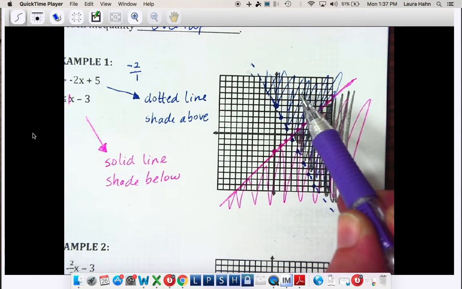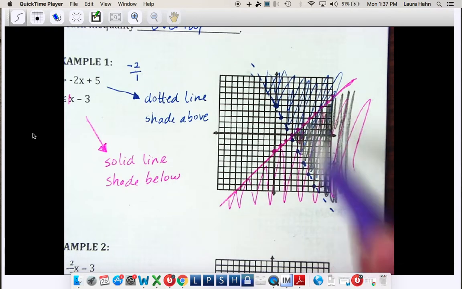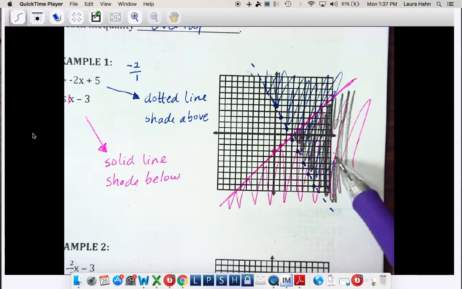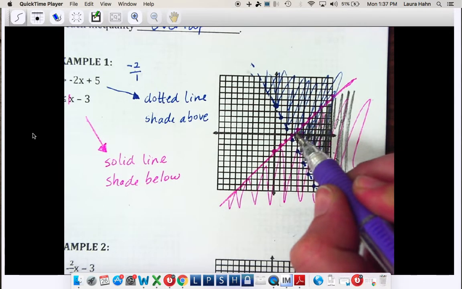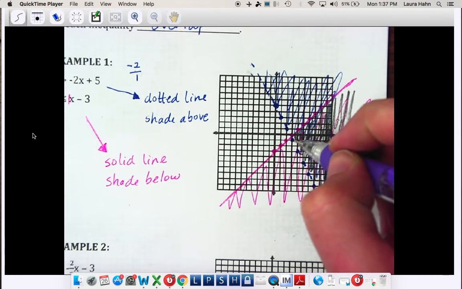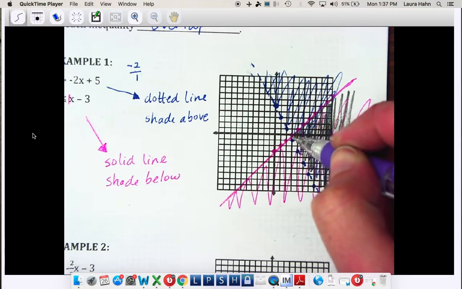This would not be a solution because that's a solution only for the blue. I need it to work for both the blue and the pink, so it has to be where they overlap. So these are all solutions. Anywhere on this pink line, on this part of the triangle, these would work. If it lands on a dotted line, remember dotted lines do not work.